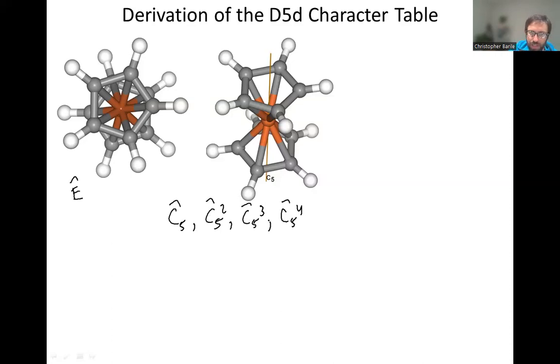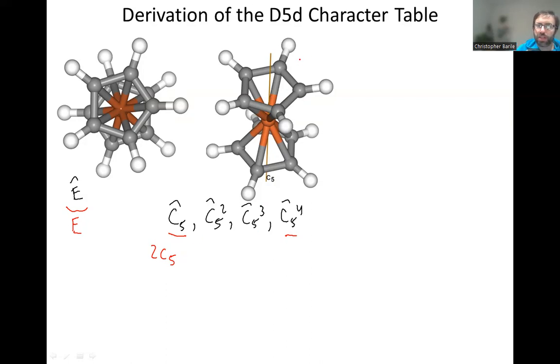And so these are four more operations that we have. We can go ahead and group these 5 operations we've derived into classes. We're going to have the E class. I'll drop the hat notation here. Identity always forms a class by itself. And then we're going to have, let me just do this in red here to denote classes, the C5 and the C5-4. Those are going to go together in one class.